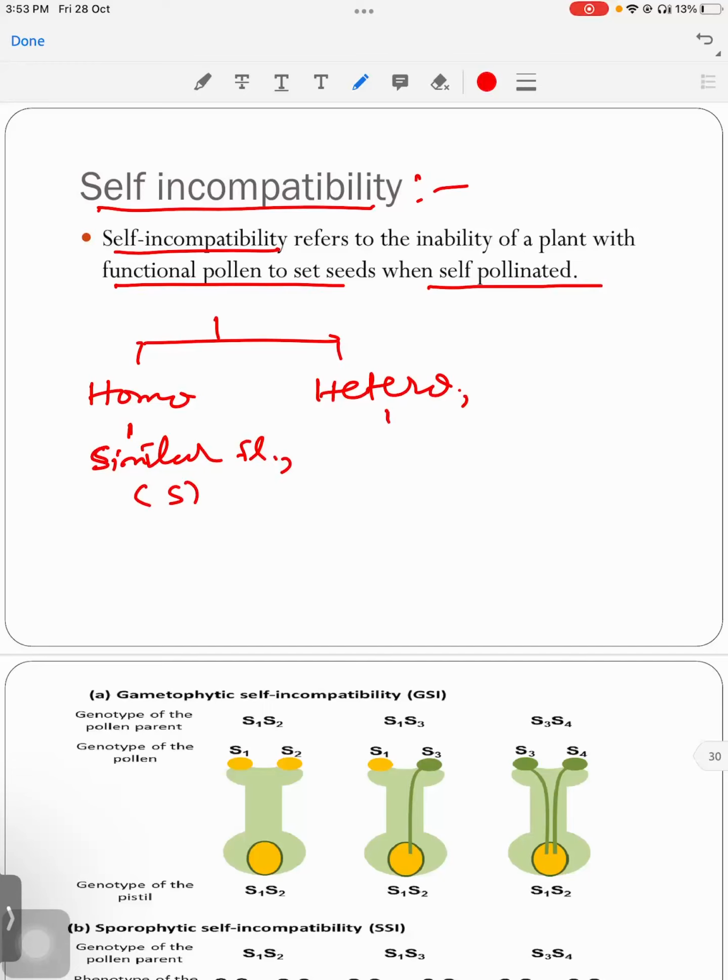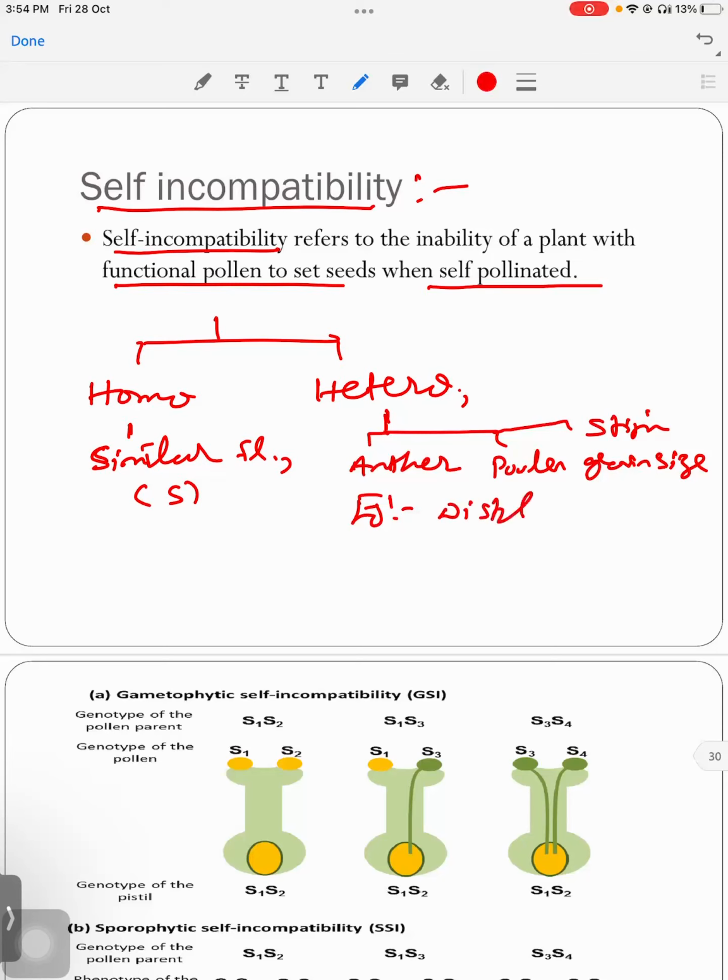But in case of heteromorphic self-incompatibility, there are different types. It may be due to a change in the height of the anther, or a change in the pollen grain size, stylar length, stigma. All these things are possible. Here we usually give the example of distyly and tristyly.